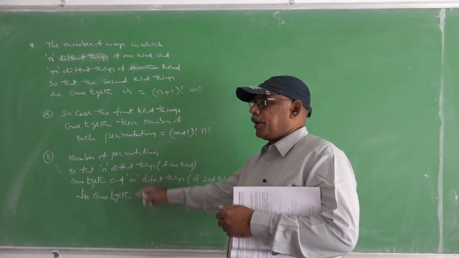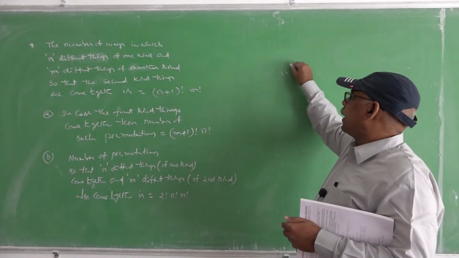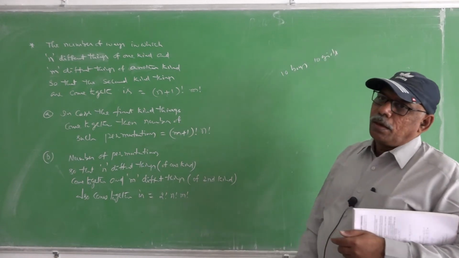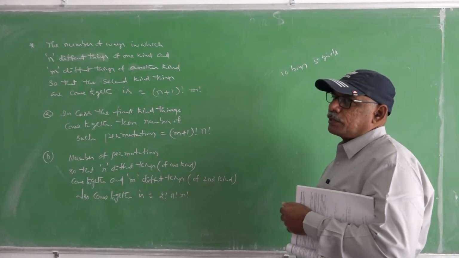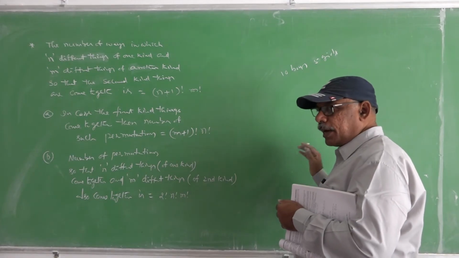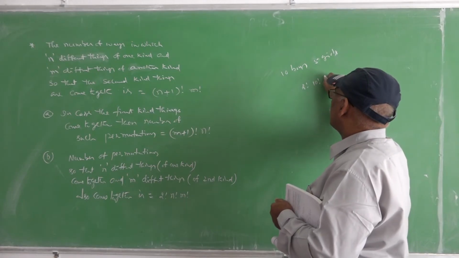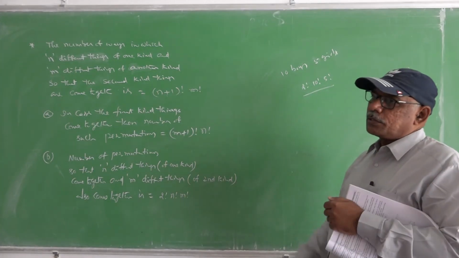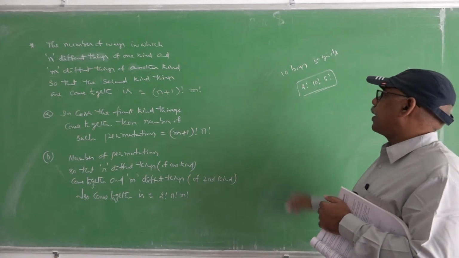This is also one important point. Suppose there are 10 boys, for example, and 5 girls. How to arrange these 10 boys and 5 girls in a row so that boys come together and girls come together is nothing but 2 factorial into 10 factorial into 5 factorial. All the boys come together and all the girls come together can be done in 2 factorial into 10 factorial into 5 factorial. Okay.